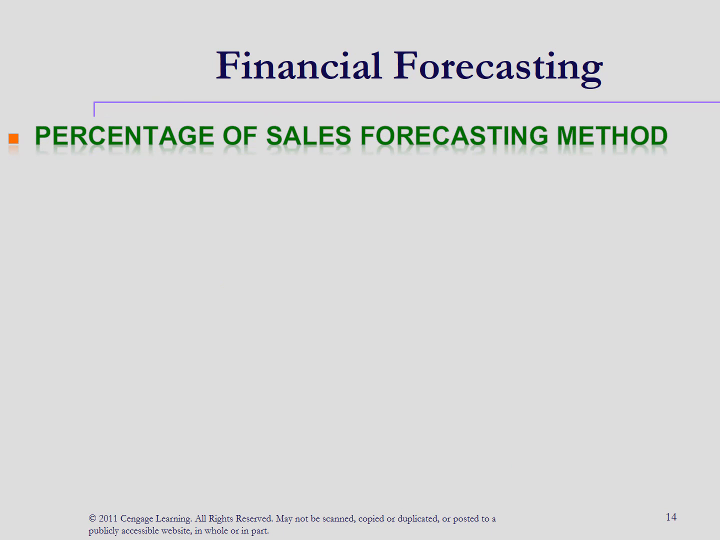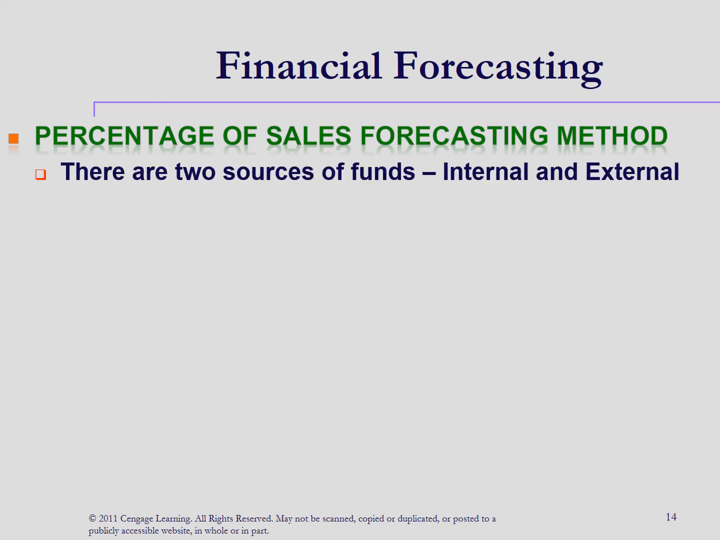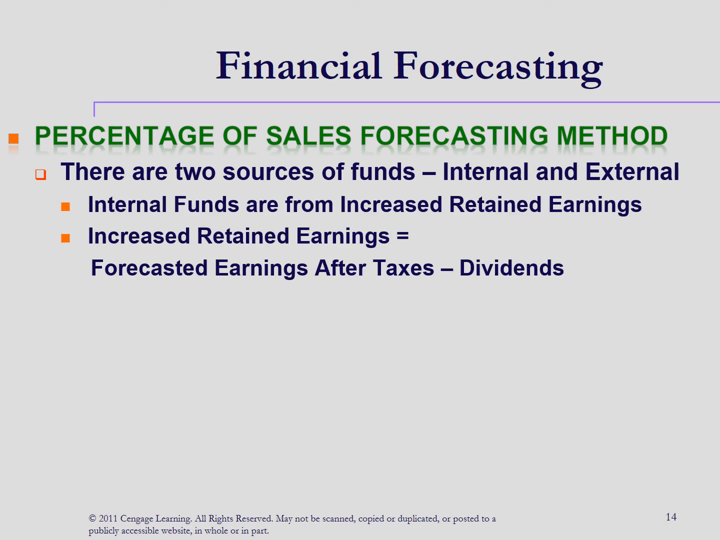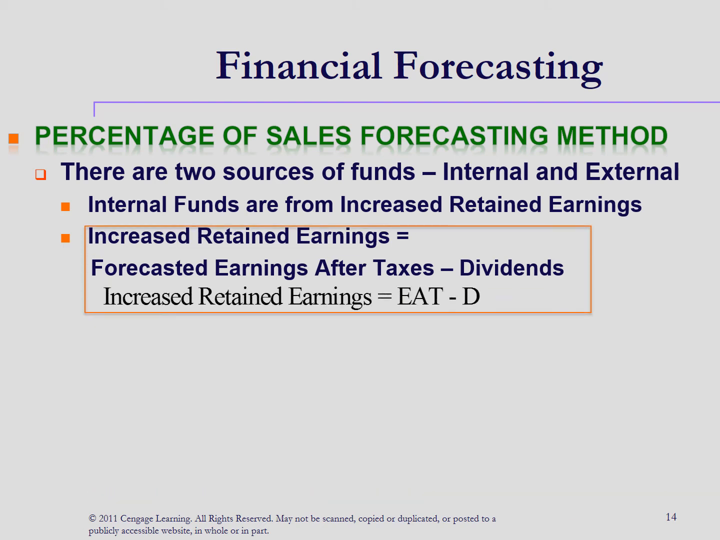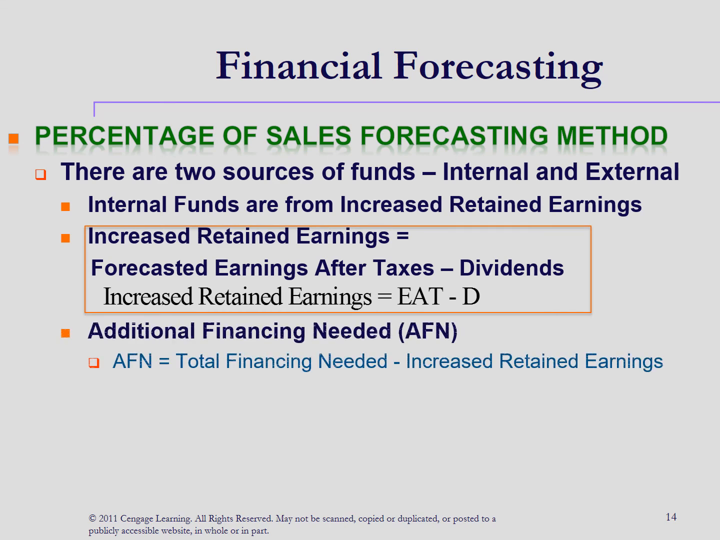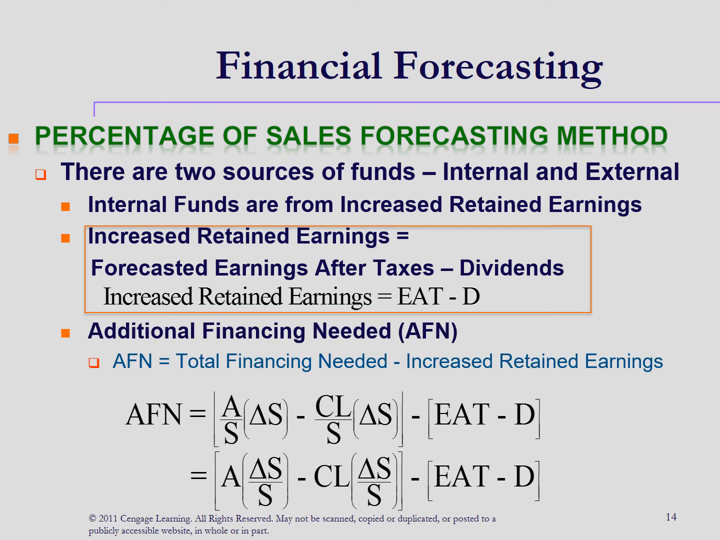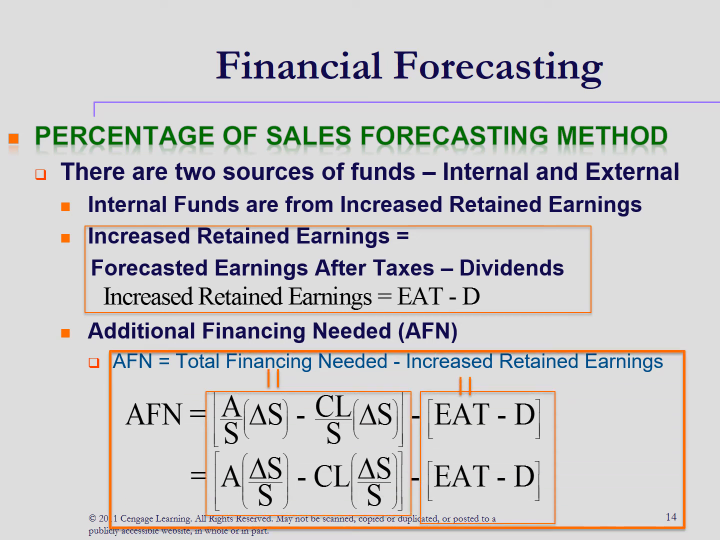There are two sources of funds to support the total financing needed by the firm, which are funds generated internally and obtained externally. Funds generated internally are from increased retained earnings, which are calculated by the difference between forecasted earnings after taxes and dividends paid. The additional financing needed obtained externally is obtained by subtracting the increased retained earnings from the total financing needed.